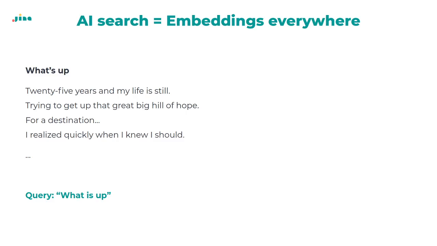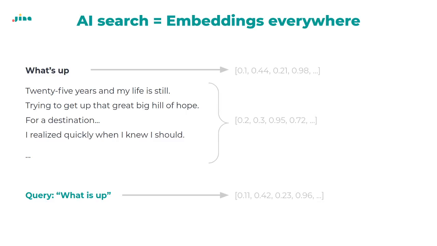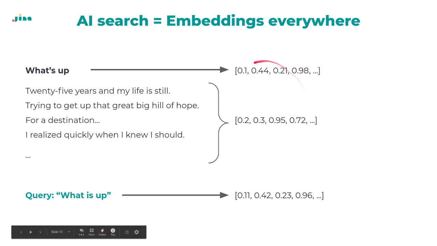So what happens is, first of all, we create embeddings, and that means numbers, vectors. So for each piece of information that we have, we create these vectors. You can think about the title, "What's Up", becomes this vector, which is just a 100, 150, 200 dimensional vector with floats in it.